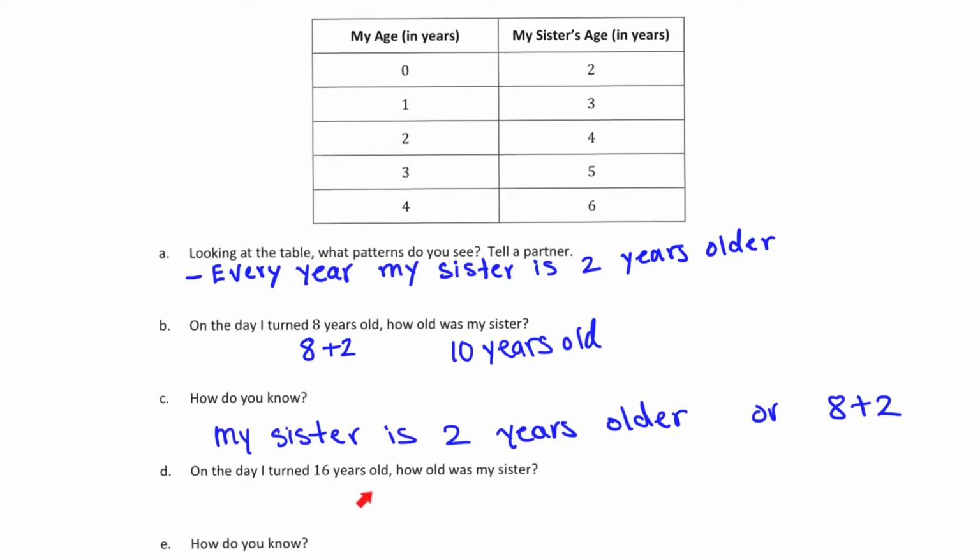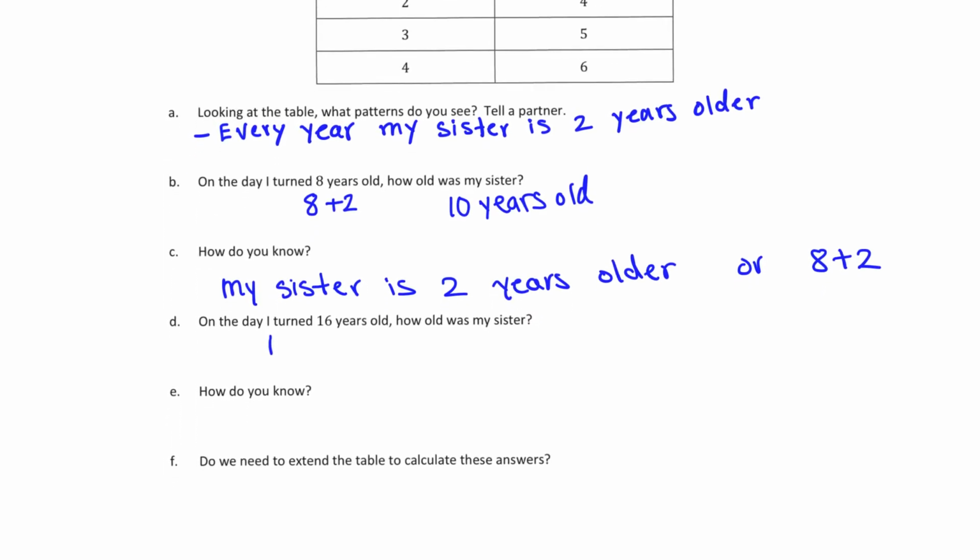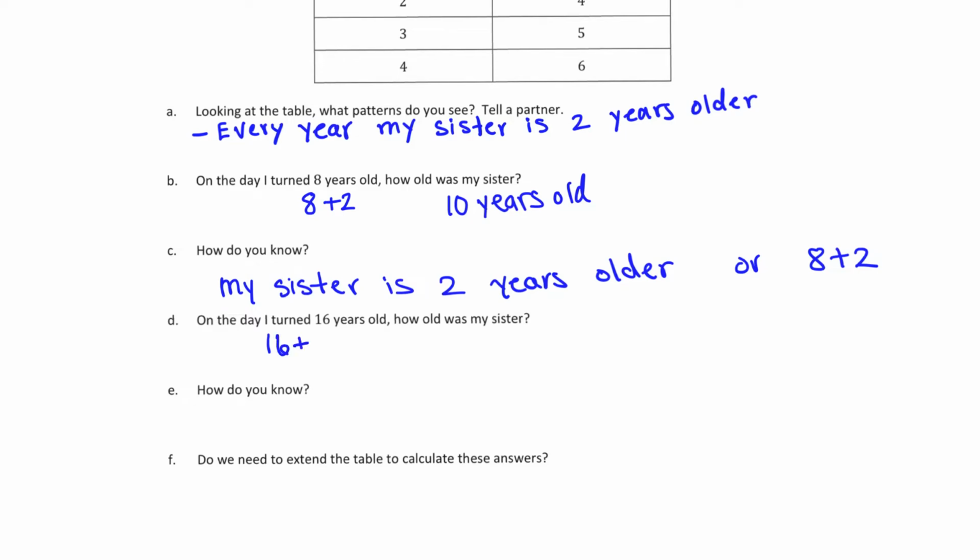On the day I turned 16, how old was my sister? So now when I'm 16, how old is my sister? Once again, keep in mind the pattern that you saw. The pattern that you saw was that every year your sister was 2 years older than you, right? So if you are 16 and your sister is 2 years older, then your sister must be 18 years old. How do you know that? Again, it's the same thing that we said before. Because your sister is 2 years older than you, or because you're just going to add the 16 plus the 2.